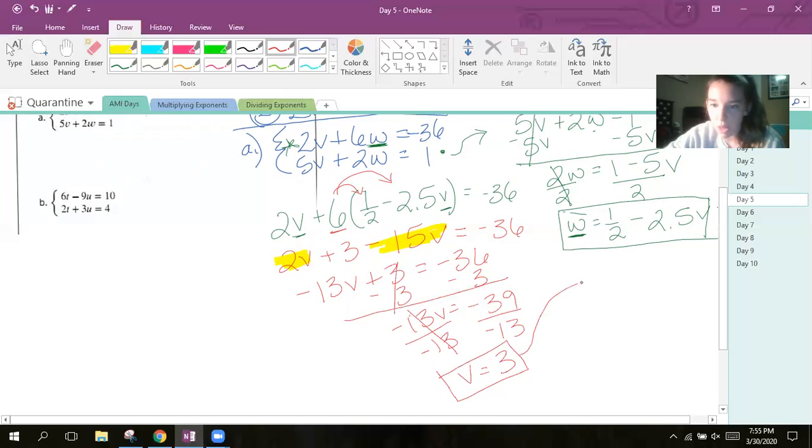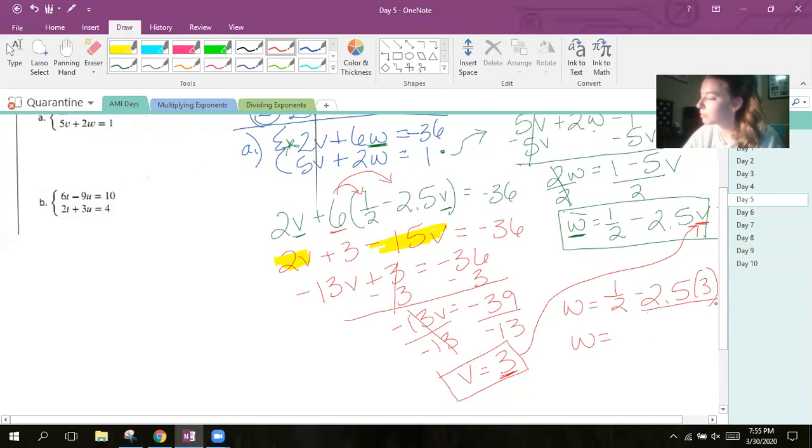Okay, so I'm just going to go up here where I have what w equals, and I'm just going to plug in 3 for v and see what I get. So I'm going to rewrite my equation. I have w equals 1/2 minus 2.5 times 3 because v equals 3. So again, I'm going to substitute it in. Okay, so w equals, I'm going to start by order of operations. I have a negative 2.5 times 3.